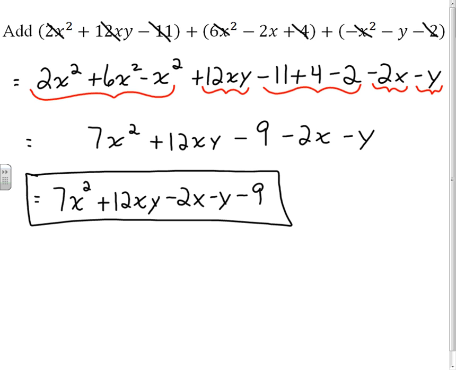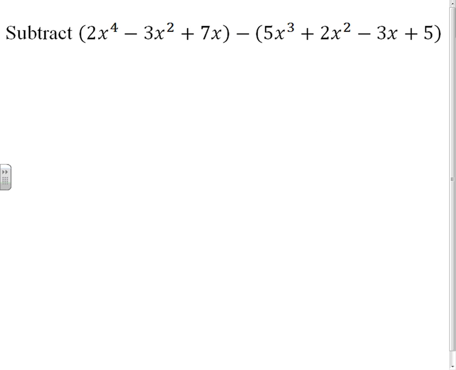Okay, let's look at a subtraction problem. So here we have 2x to the fourth minus 3x squared plus 7x, and then minus 5x cubed plus 2x squared minus 3x plus 5. Now, we could change this to an addition problem if we wanted to.